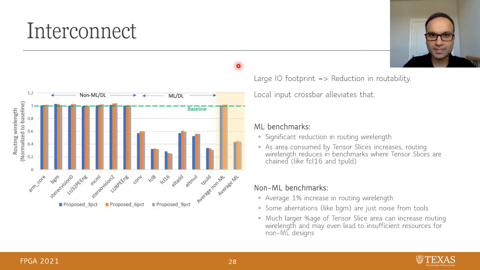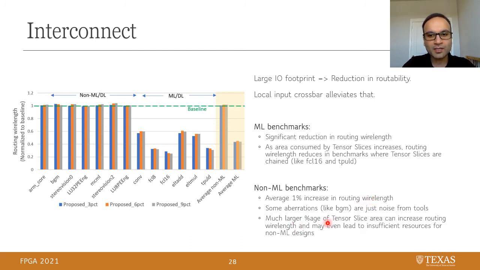Let's look at the last set of results, which are the impact of adding tensor slices on interconnect. The tensor slice has a large I/O footprint, which can reduce the routability of the FPGA, and adding a local input crossbar alleviates that significantly. For ML benchmarks, we saw a significant reduction in routing wire length, which is shown in these bars in this chart. As the area consumed by tensor slices increases, routing wire length reduces in benchmarks where tensor slices were chained. For non-ML benchmarks, there was an average 1% increase in the routing wire length, which is also not significant.